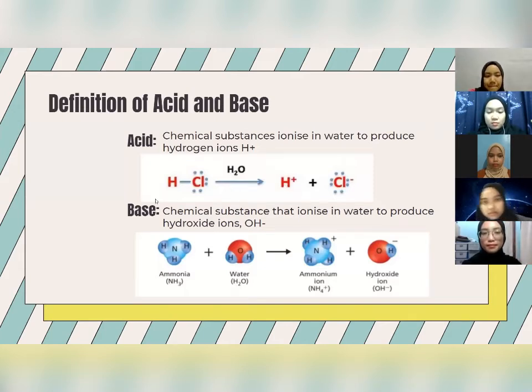The next one is base. Base is a chemical substance that ionizes in water to produce hydroxide ions, OH-. From this equation, NH3, ammonia, ionizes in water and produces NH4+, which is the ammonium ion, and also hydroxide ion, OH-.